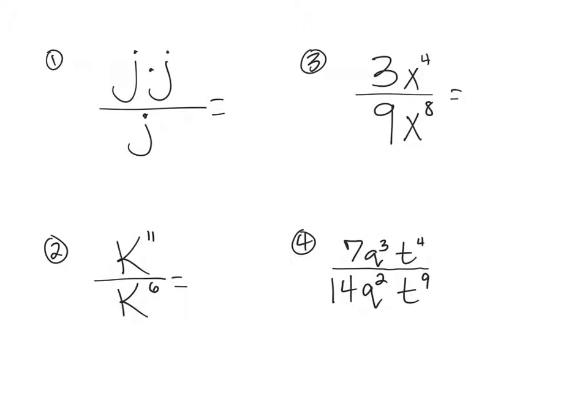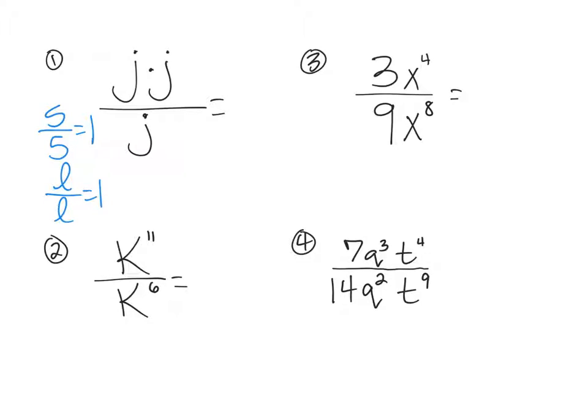What would happen here? What can I do? Let me do over here in blue. What if I had a 5 over a 5? What would that be? 1. What if I had an L over L?